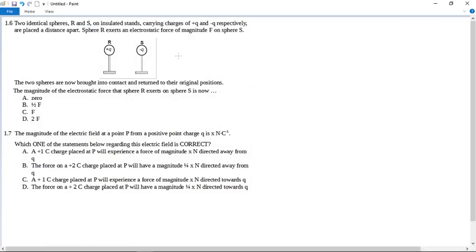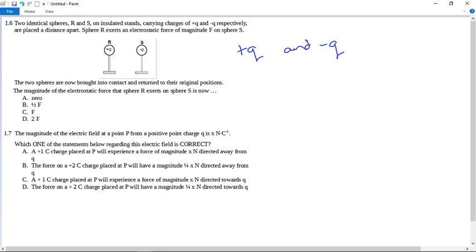Okay, if we look at 1.6, two identical spheres R and S on insulated stands carry charges of plus Q and minus Q. So now when they do this, plus Q and minus Q, if we're using little q for both of them, with these charges, the magnitude or the size of the charge is identical, okay, but the sign is different. Now it says to you, sphere R exerts an electrostatic force of magnitude F on sphere S.